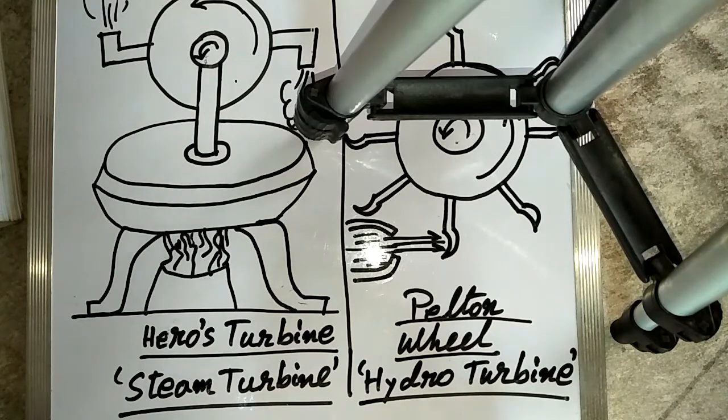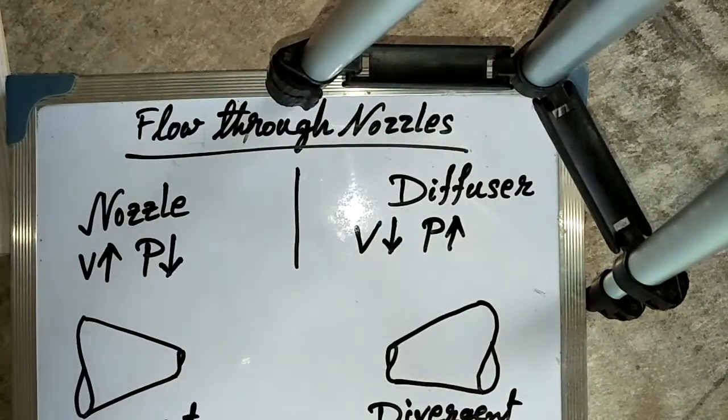So let's start with the flow through nozzles, and let's see what kind of changes in velocity, pressure and density happen in the nozzles. So let's talk about the flow through nozzle.